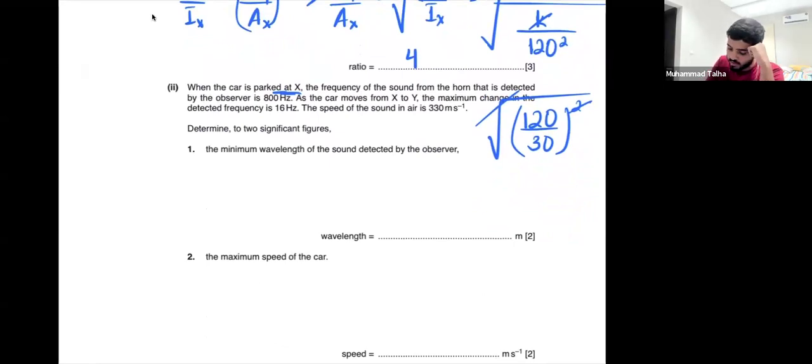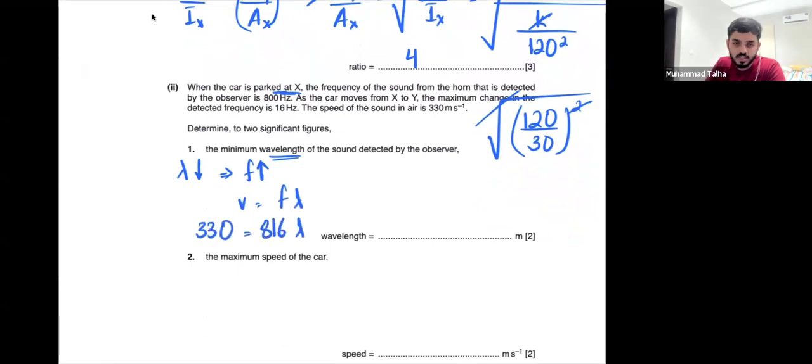So for the minimum wavelength, if I want my lambda to be as small as possible, obviously my frequency must be as large as possible, right? So for the frequency to be large, it says the maximum change is 16. So it could be 16 plus or 16 minus. In this case, if I want the minimum wavelength, I need the max frequency. So it would be 330 equals lambda times 800 plus 16, so 816, right? So then you just find out lambda.